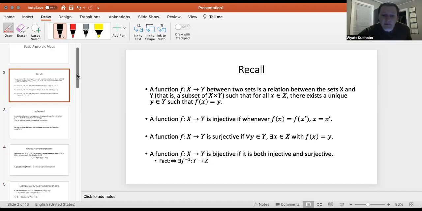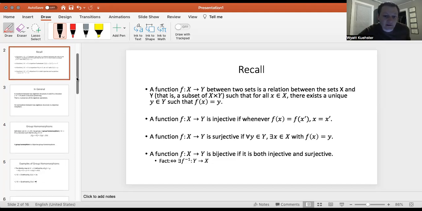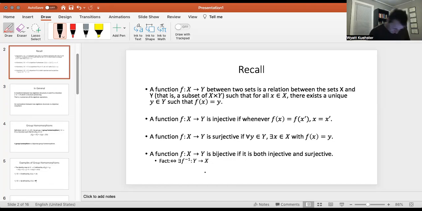And a fact, I don't know if we proved or not, but a function is bijective if and only if it has an inverse. And I think I'll say one really quick remark. We have these special functions called id from X to X, between a set and itself, that just takes each element x in X to itself. So it's an invisible map, it does nothing.